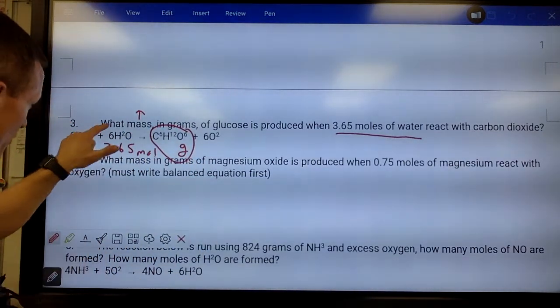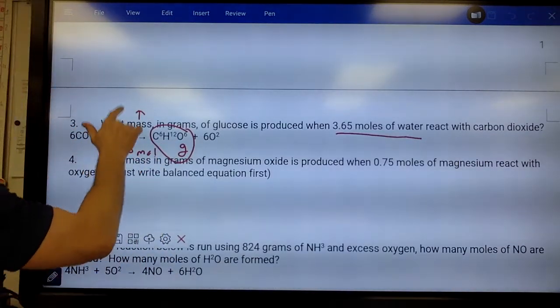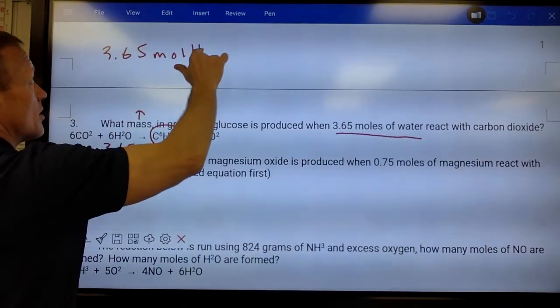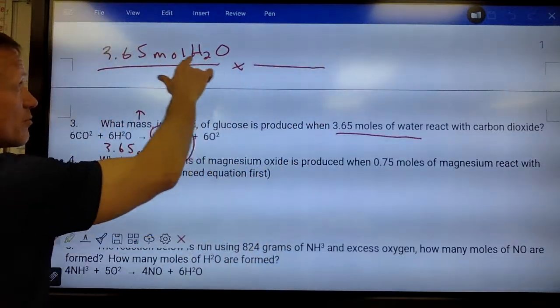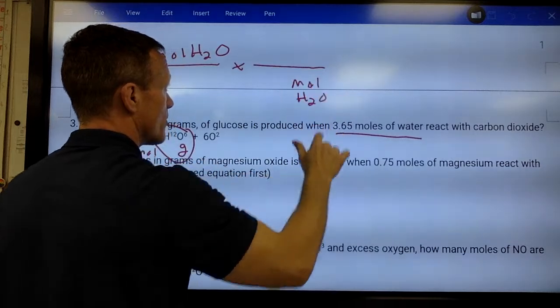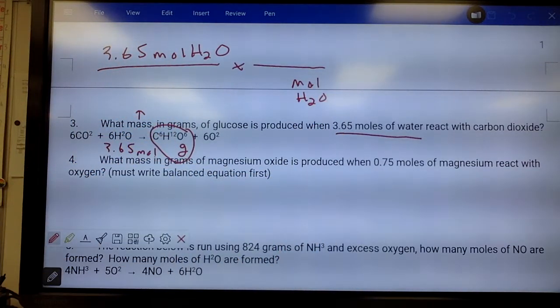So if 3.65 moles of water react with some CO2, how many grams of glucose are made? So start with what they give you. 3.65 moles of water. So I know I need moles of water down below. I don't want grams of water. I want to get to grams of glucose. So I got to get from water to glucose. So now we do our ratio.